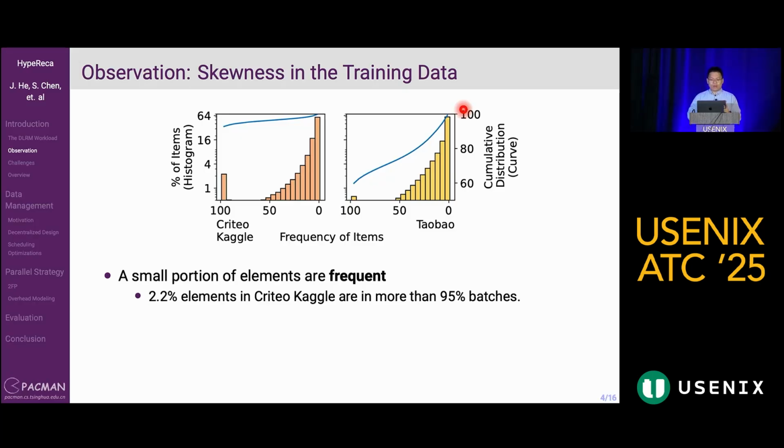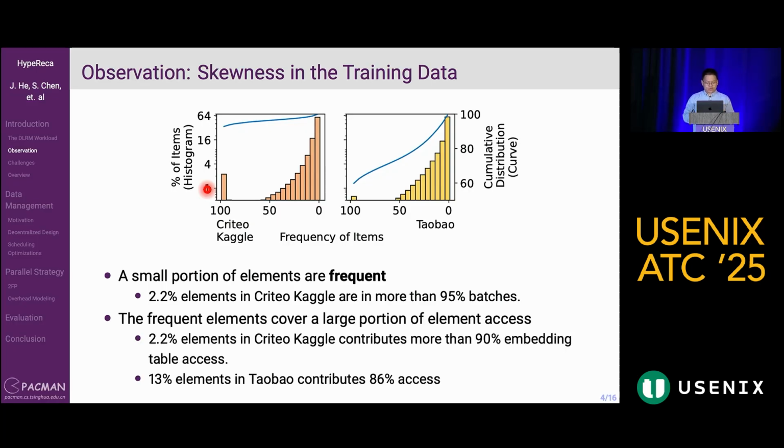When we sample 100 batches in the Kaggle dataset, we find that 2.2% of the items appear in more than 25 batches, while most others show up in only 5 batches. These frequently seen items can cover more than 90% of the accesses. You can see the cumulative distribution function here, 90% of accesses to the embedding tables.